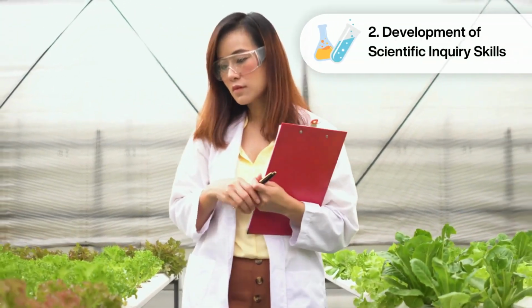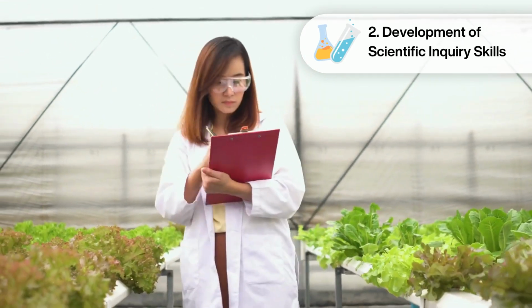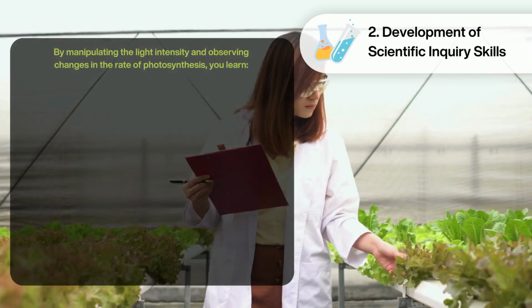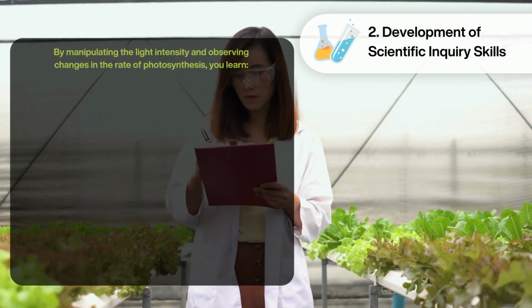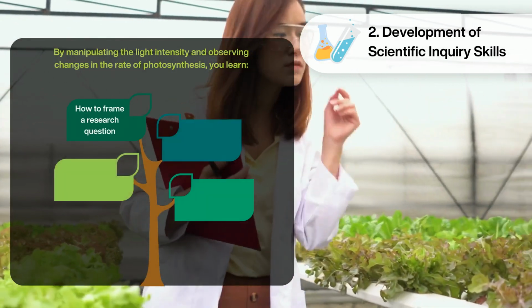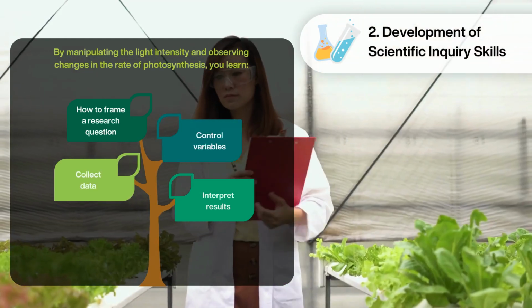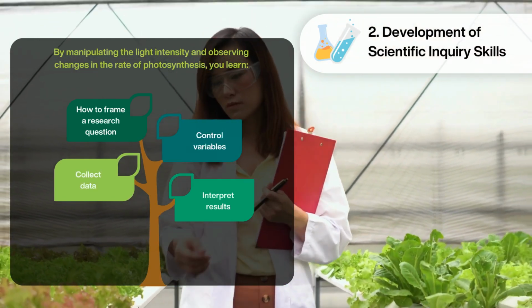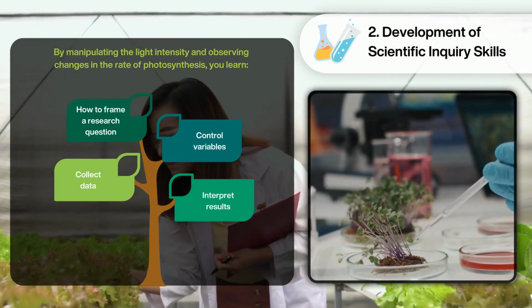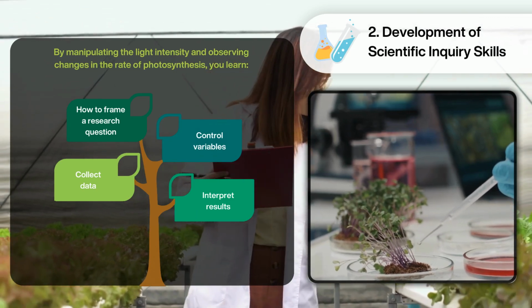Conducting this experiment sharpens your abilities in designing and conducting scientific investigations. By manipulating the light intensity and observing changes in the rate of photosynthesis, you learn how to frame a research question, control variables, collect data, and interpret results. These skills are foundational not only for future scientific studies, but also for any field that requires critical thinking and methodical problem solving.